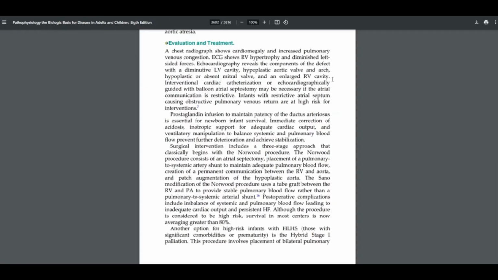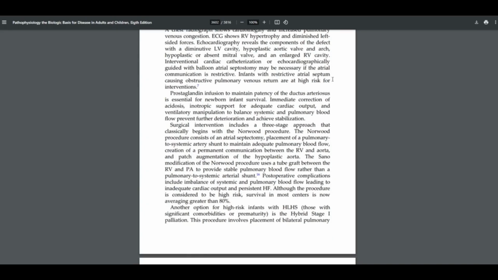Interventional cardiac catheterization or echocardiographically guided balloon atrial septostomy may be necessary if the atrial communication is restrictive. Infants with restrictive atrial septum causing obstructive pulmonary venous return are at high risk for interventions.